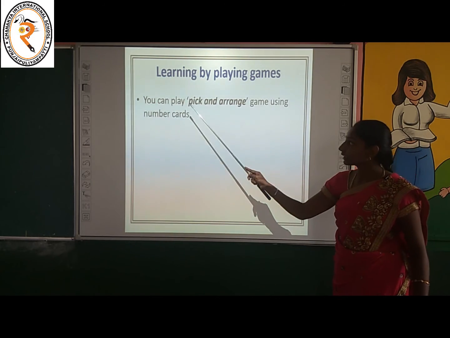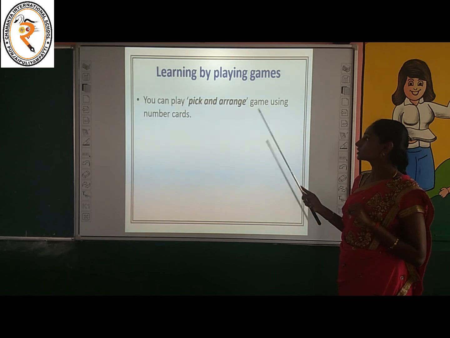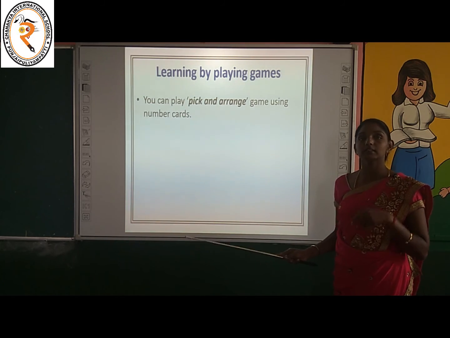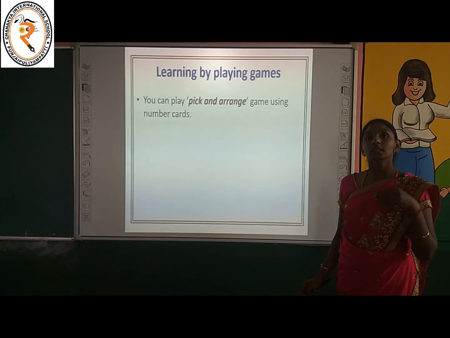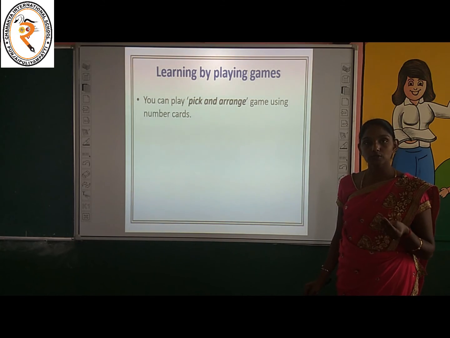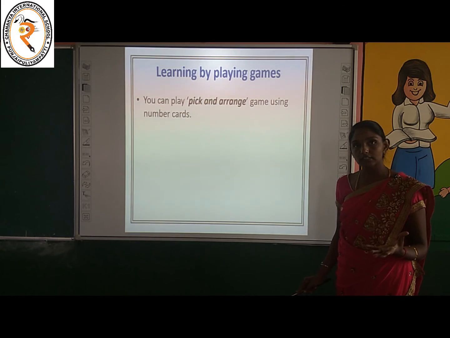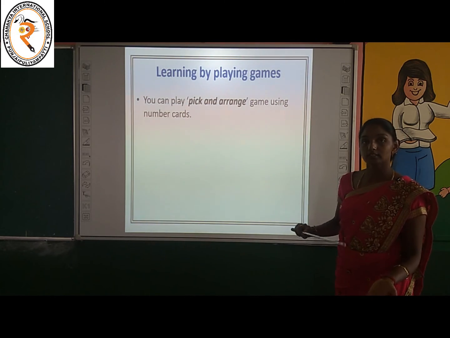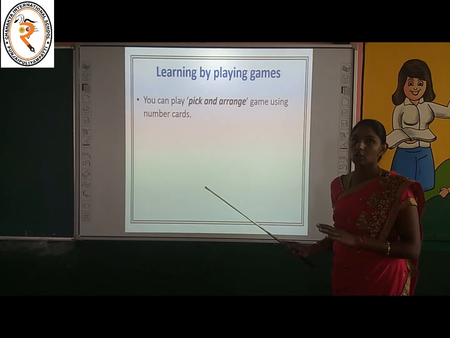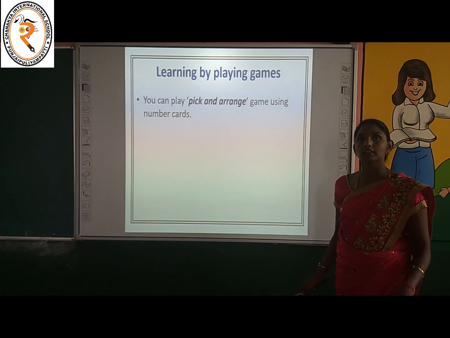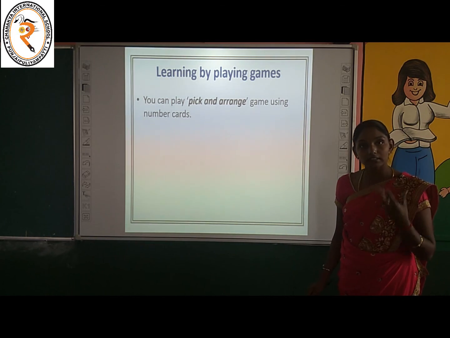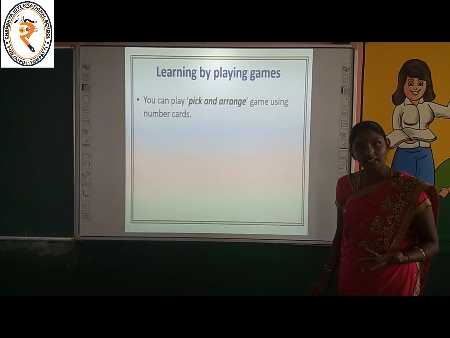Okay, next you can play the pick and arrange game using number cards. Yes children, as I told you earlier, you can prepare number cards using paper and shuffle them. You can take 4 or 3 and arrange them either in descending or decreasing order, or in increasing order. Okay, this will help you to learn mathematics and enjoy it.